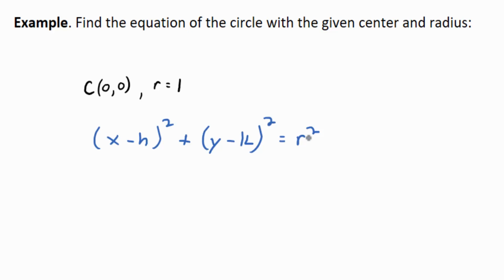So what do you get on the left side when you fill those in? X minus 0 squared. Am I going to write that? Isn't that the same as just x squared? Same with y minus k squared. Y minus 0 squared. I'm not going to write that. I'm just going to write y squared. And then what's r? 1. So 1 squared. But what's 1 squared? So, well, you know what? My inner monologue is telling me this is the first example. I shouldn't have done it that way. My little voice inside my head is telling me I should show you this, right?